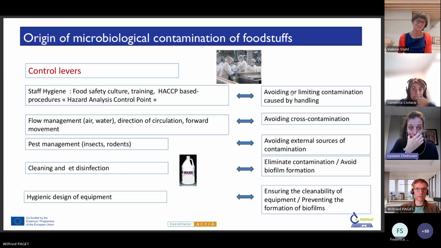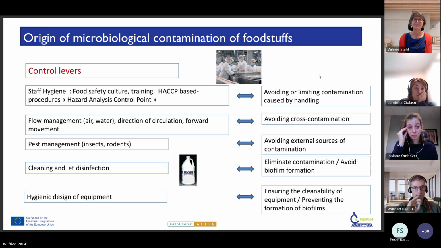And then you can find some control levers to avoid or limit contamination. For example, to control staff, you can avoid or limit contamination caused by handling. With flow management or air analysis, you can avoid cross-contamination too. Another control lever is to manage pests, and it's also a good way to avoid external sources of contamination.